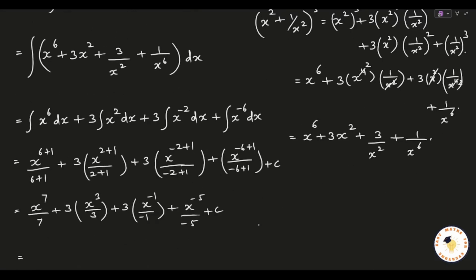Simplifying this further, we have x power 7 by 7 plus, these two 3's will cancel out, so we will end up with x cube. Having this minus 1 in the denominator, we'll change this plus to minus. So minus 3, x power minus 1 can be written as 3 by x. And having a minus 5 in the denominator, we'll change this sign to minus. This x power minus 5 also can be taken to the denominator. So we can write it like 1 by 5 times x power 5 plus c.